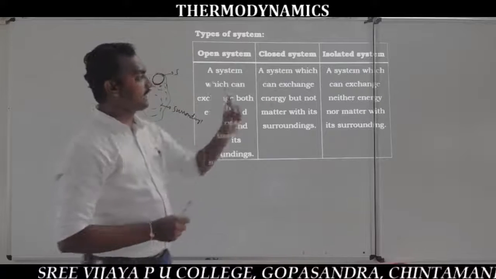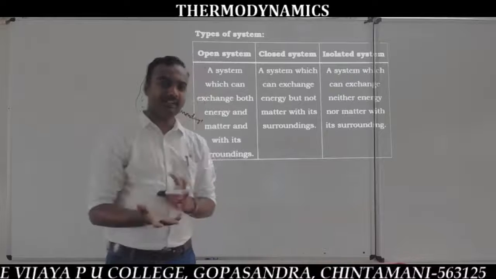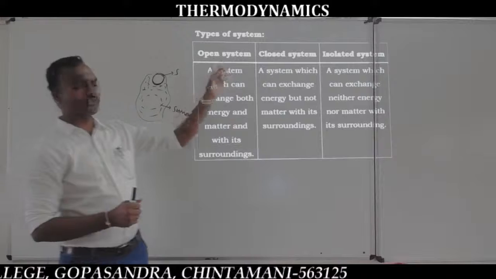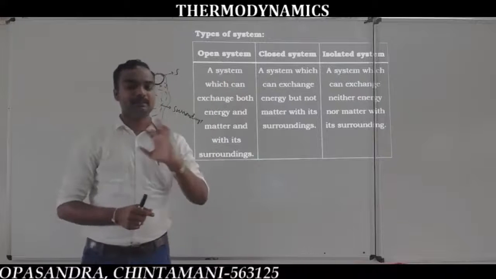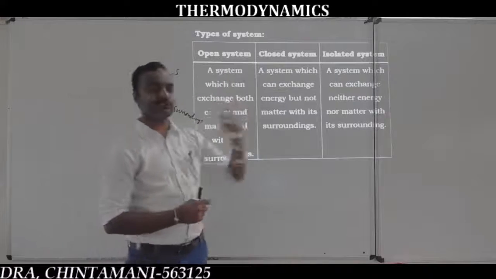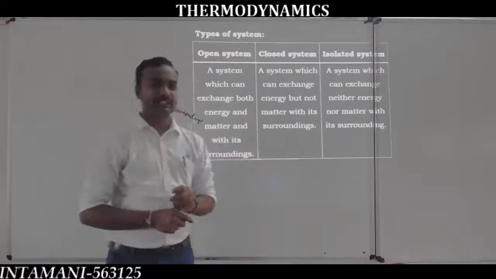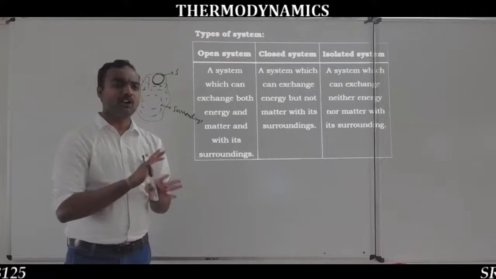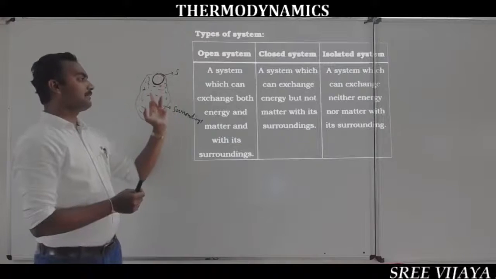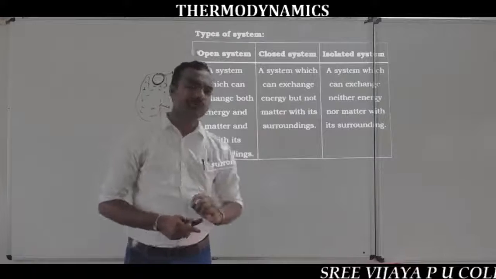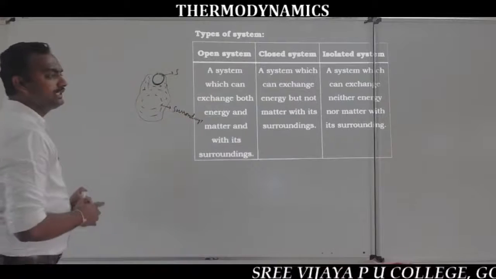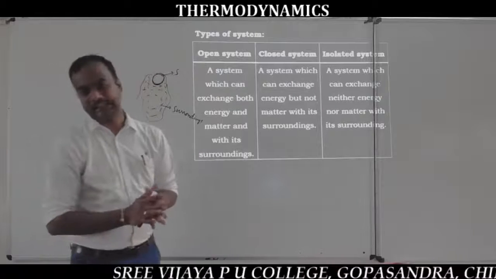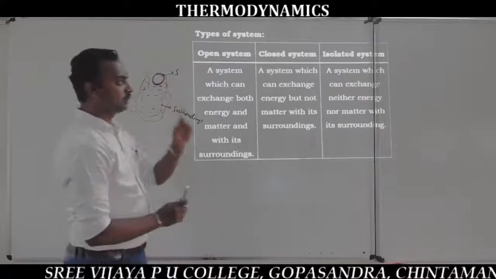So one more thing is the isolated system. If neither energy nor matter, that is, both are exchanged, that is an open system. If matter is exchanged but energy is not exchanged, that is called a closed system. And one more thing is the isolated. Neither energy nor matter is exchanged between system and surroundings. That is called an isolated system. That is a system which can exchange neither energy nor matter. That means both are not exchanged. So that type of system is called isolated.